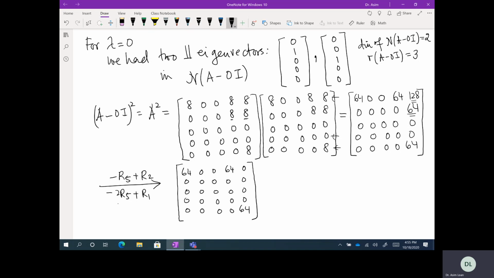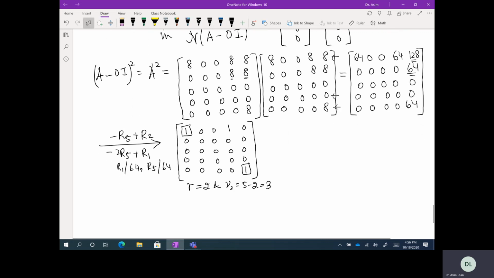Okay. Then I say do R1 divided by 64 and do R5 divided by 64. If I do that, this is 1, this is 1, and this is 1. So this is a pivot, this is 1, this is a pivot. So now the rank is 2 and nullity is 5 minus 2, which is 3. So we have 3 independent eigenvectors.